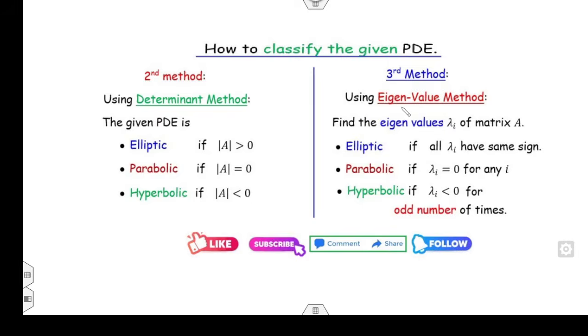On the other hand, for the eigenvalues, if all the eigenvalues are of the same sign, that is either all are positive or all are negative, then we call it elliptic. If at least one of them is 0, it is called parabolic.